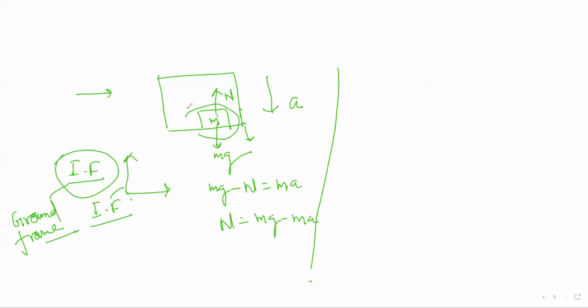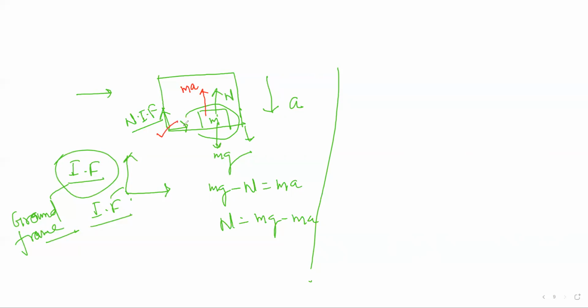Now I am dealing with the same question through the lift frame. This is the lift frame, and this is a non-inertial frame. Why is this a non-inertial frame? Because it is accelerating. I have already told all of you that when you are dealing with a non-inertial frame, apart from the actual force, you have to exert one more mysterious, so-called pseudo force, whose direction is just opposite to the actual acceleration of the block. The actual acceleration of the block is downward.